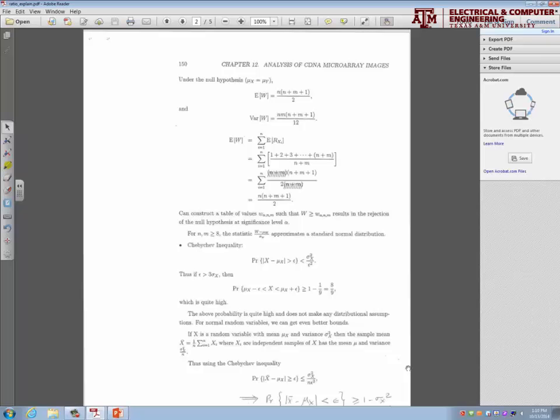And for n and m greater than or equal to 8, this statistic, where you're taking the rank sum statistic minus the mean of the rank sum statistic divided by its standard deviation, approximates a standard normal distribution, right? And why are we using this? Because this doesn't require any assumptions about distribution. This rank sum statistic is a distribution-free test. We don't know whether it's normally distributed or not. So that's the reason why this is being used.